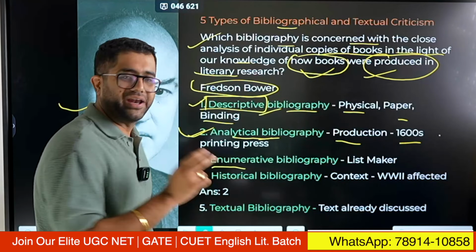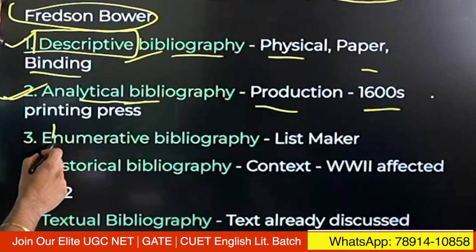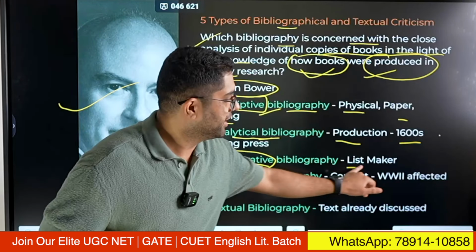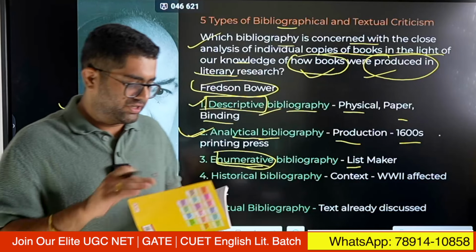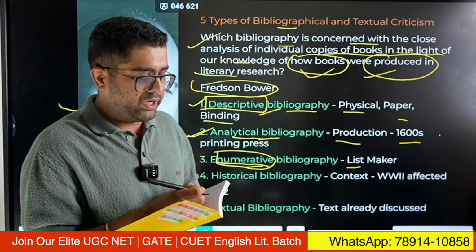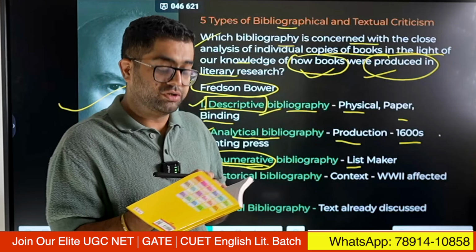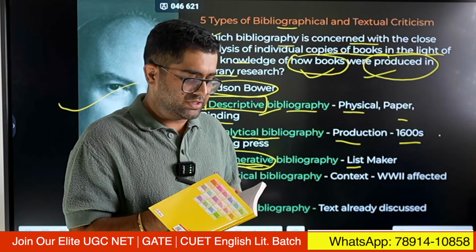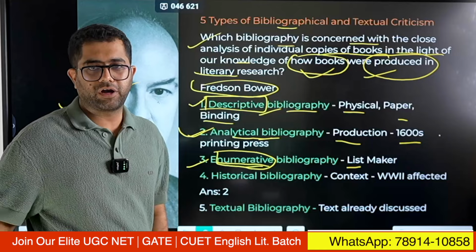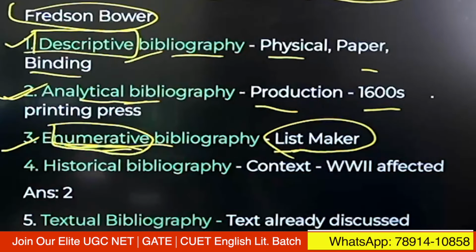The third one is enumerative bibliography. It is very clear from the name. Enumerative, number, E-N-U-M-E-R-A-T-I-V. When you are creating a list of books, when you say, I have a 2025 reading list. Number 1, I am going to read Ajay Pandey's You Are My Best 5. Number 2, I am going to read The God of Small Things, Arundhati Roy's, Amitabh Ghosh's The Glass Palace. So that is the list you are creating, that comes under enumerative bibliography. Number, enumerative, list maker. When you create a list, that comes under enumerative bibliography.